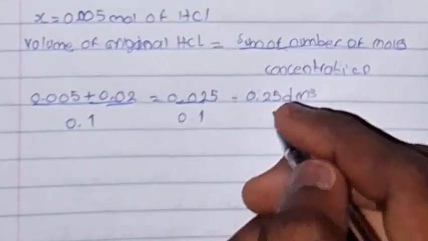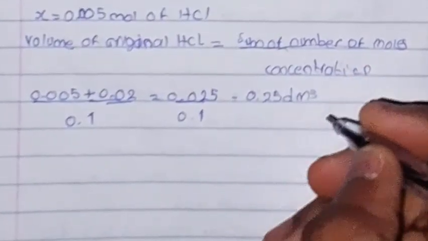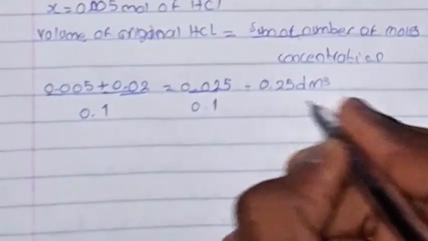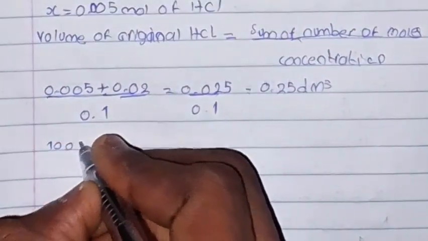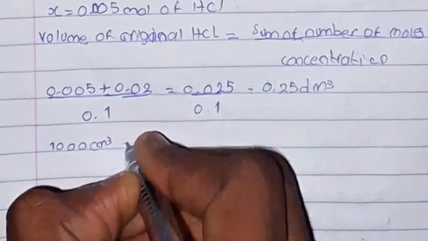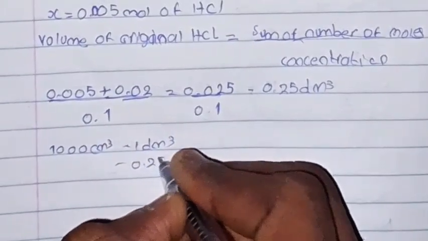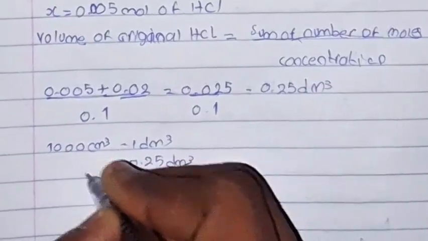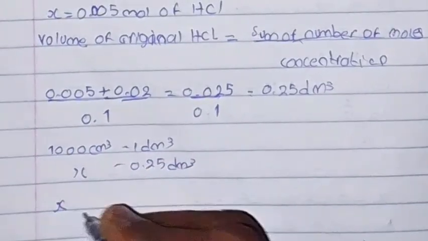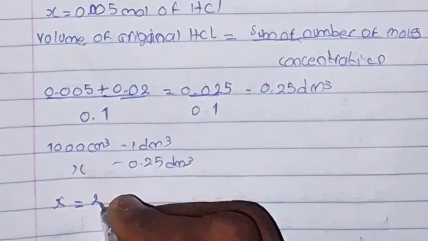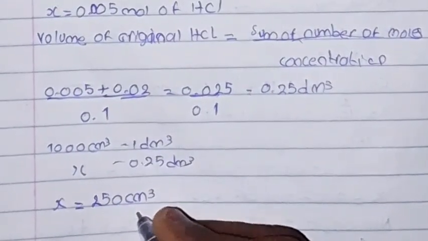If we check the original question, we had our options in cm cube. So to convert dm cube to cm cube, remember we said that 1000 cm cube is 1 dm cube. So 0.25 dm cube will be equivalent to x cm cube, which is 0.25 times 1000. So x is equal to 250 cm cube, and that is the correct answer.